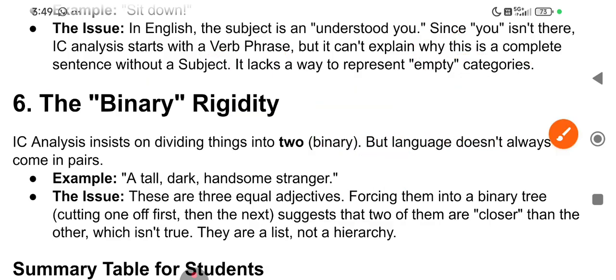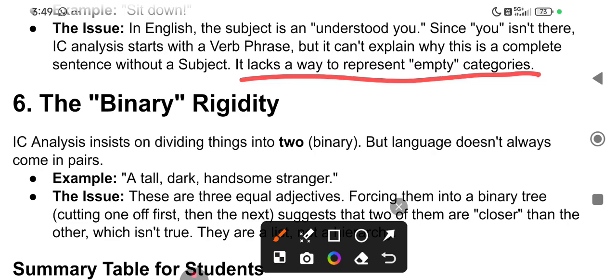So here it cannot tell. It lacks the way to represent empty category. That's the empty subject. "You" is the empty subject. There is an empty, but there is an expression. There are four types of noun.